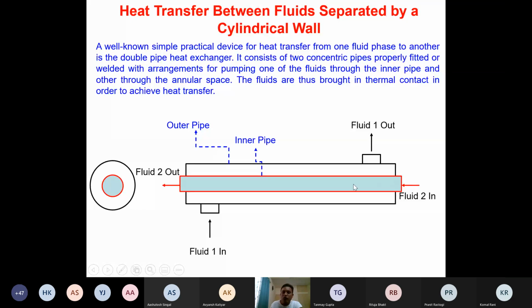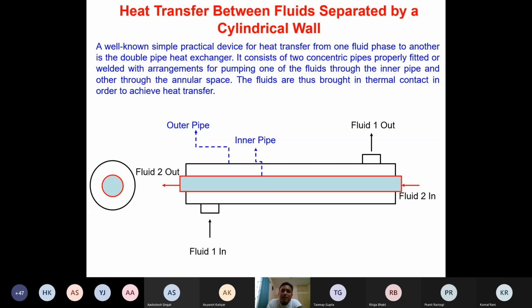Here you can see one fluid flows through the inner pipe, whereas the other fluid flows through this annular region outside the pipe, and both the fluids are separated by this red metal wall, and the heat transfer takes place between these. Okay. So it consists of two concentric pipes properly fitted or welded, with arrangements for piping and for pumping one of the fluids through the inner pipe and the other through the annular space. The fluids are thus brought in thermal contact in order to achieve the heat transfer.